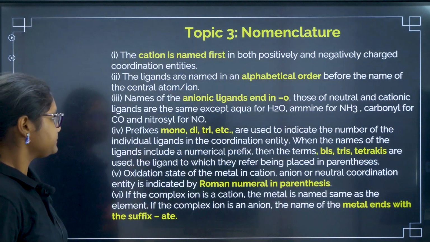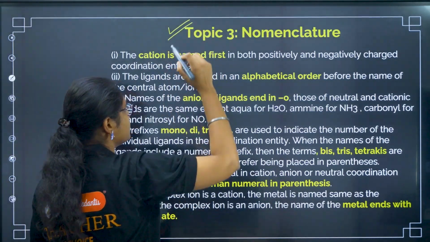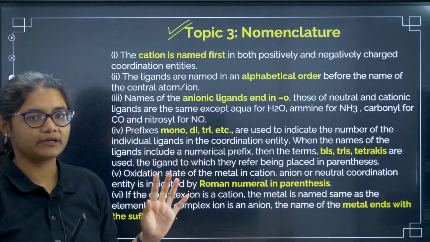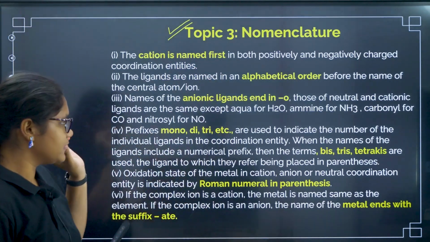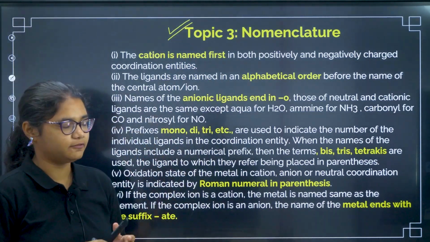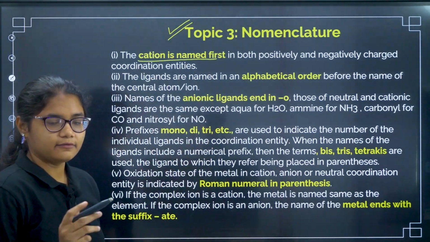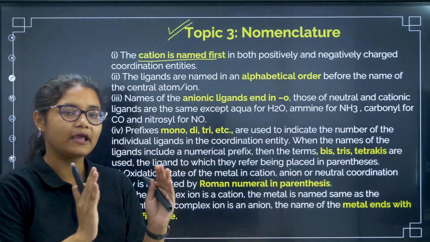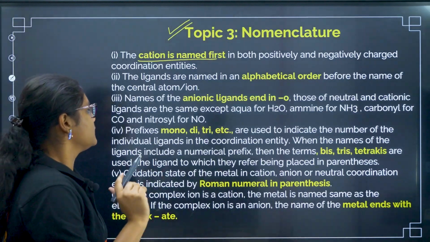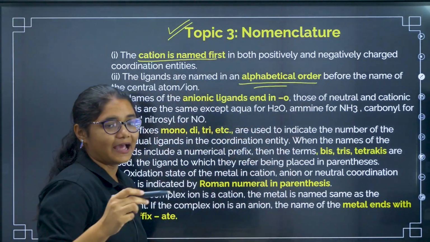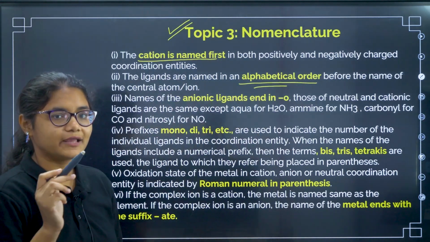Okay, next. The most important topic, that is nomenclature. Very important. One question from nomenclature will surely come. So let us revise the rules in the first go. First of all, the cation should be named first. Whenever a complex is there, the cation part should be named first. Then in the ligands, the ligands should be named in alphabetical order. You have to follow the alphabetical order.